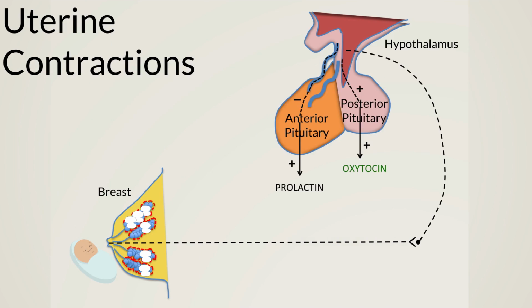Other interesting systemic effects of breastfeeding also occur. Not surprisingly, the oxytocin secreted by the posterior pituitary also stimulates uterine contractions. This is the mechanism by which regular breastfeeding hastens uterine involution and decreases the risks of postpartum bleeding and uterine infection.